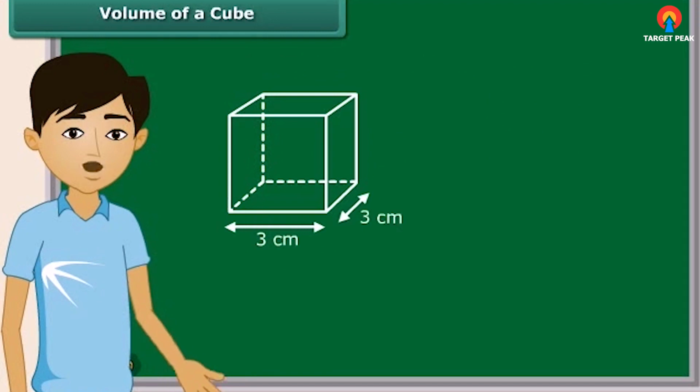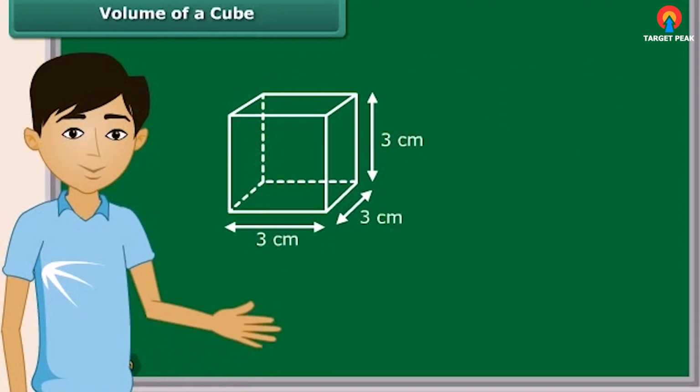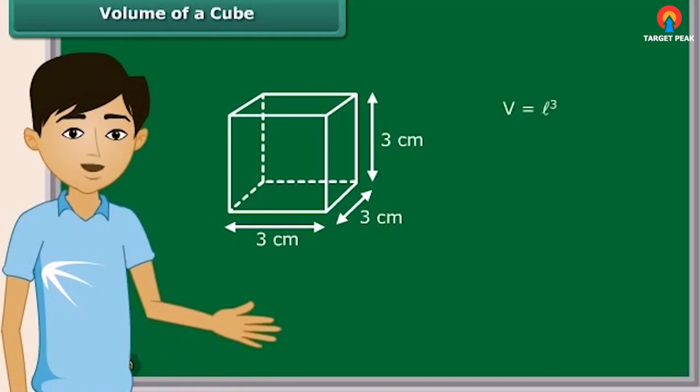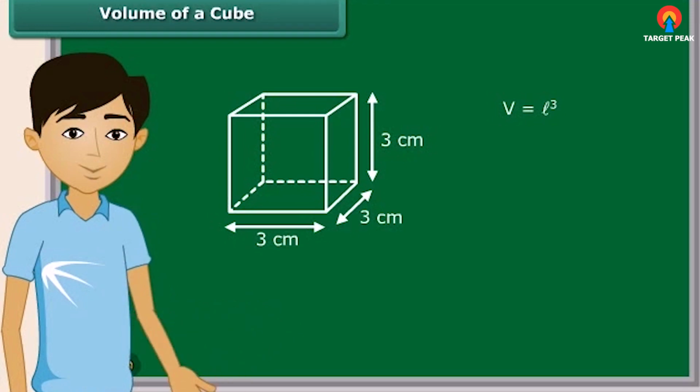Alright, let's take a look at an example. Here we have a cube having length of each side equal to 3 centimeters. Let us find its volume. To solve this, we need to use the formula V equals L³. Now, since we know the length of each side of this cube is 3 centimeters, we can substitute L with 3.